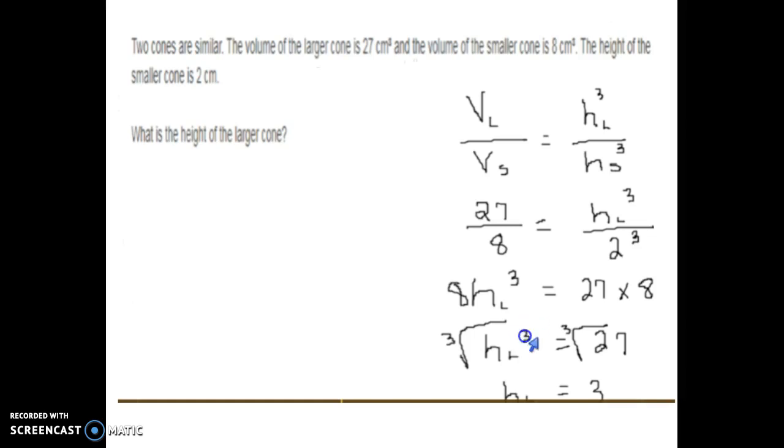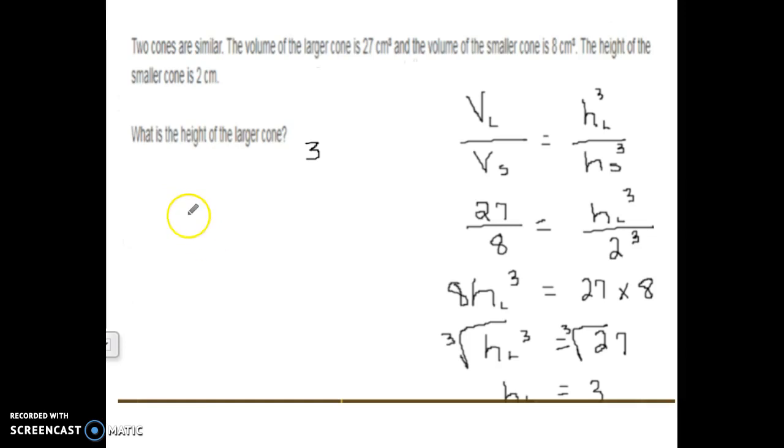But we have to take the cube root. So when you take the cube root, we're going to get the height of the larger cone is equal to 3. Now, if you're not sure how to take a cube root in your calculator, YouTube is a good source. There are lots of videos that will show you if you tell them what kind of calculator you have.